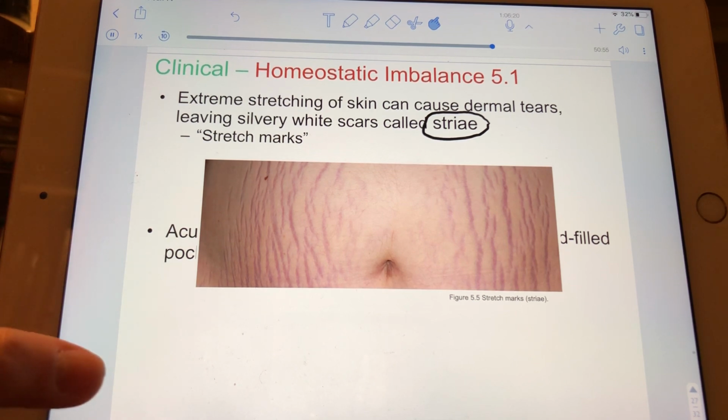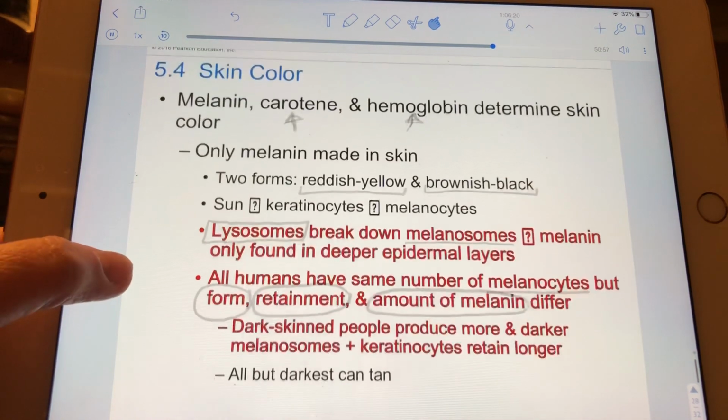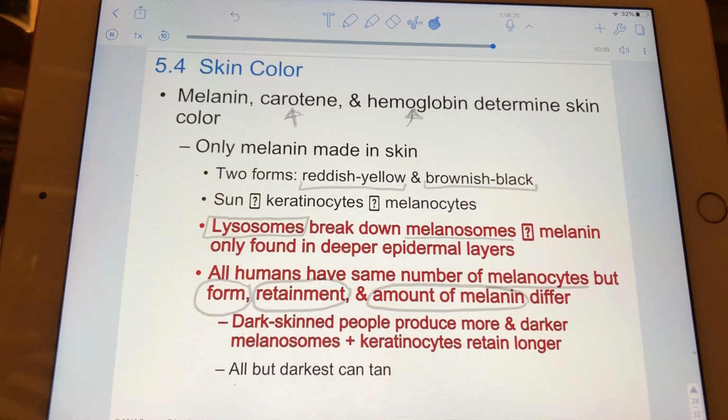Yay. All right, slide 28 is actually a big deal. We're going to be here for a while, and this is definitely a slide you want to focus on, okay? There are 3 pigments that are responsible for skin color.